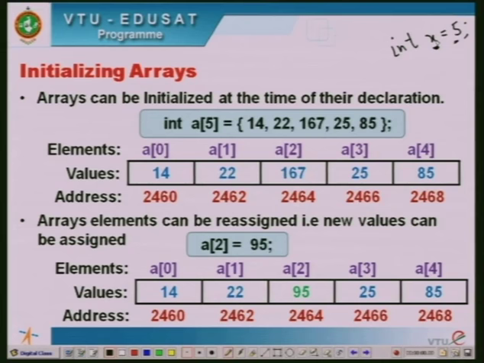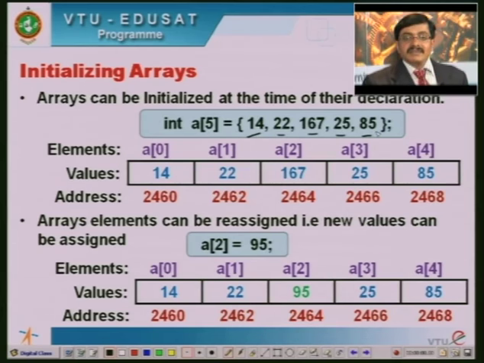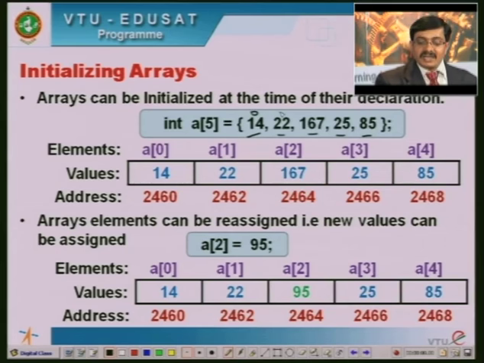So here, int a[5] = {14, 22, 167, 25, 85}. These are the different values I am assigning to an array of 5 integer elements. Since the array size is 5, I am mentioning 5 different elements, and we know that the array index starts from 0. So this value corresponds to a[0], this is for a[1], a[2], a[3] and a[4]. Pictorially, a[0] is 14, a[1] is 22, a[2] is 167, a[3] is 25 and a[4] is 85.